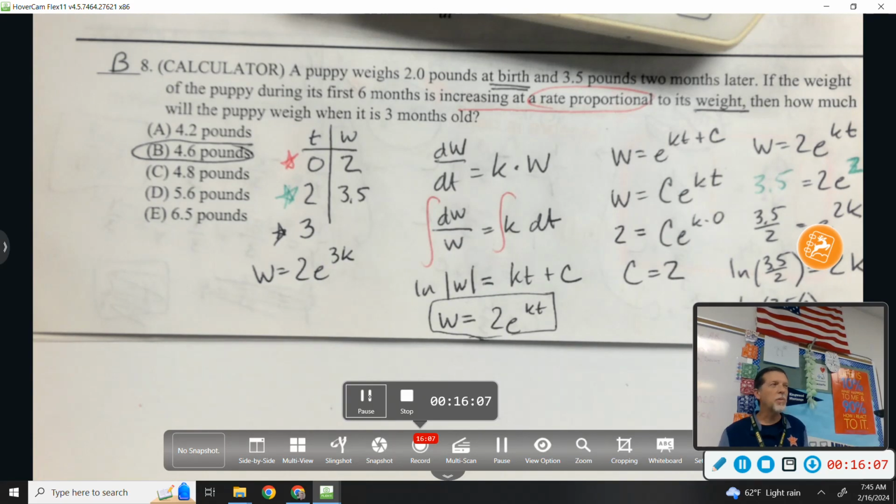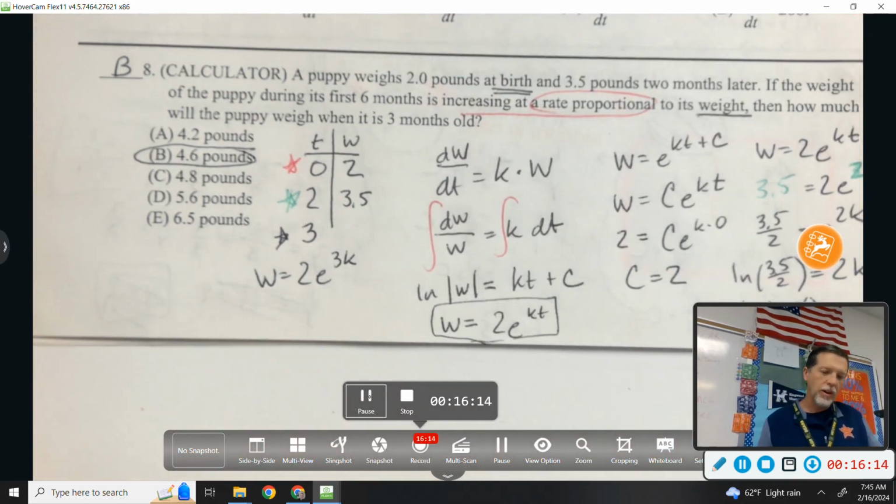Again, I hope you're keeping up with these. It's a lot of algebra. The calculus isn't bad. Obviously, you've got to know the calculus, but you also got to be able to do all the algebra.